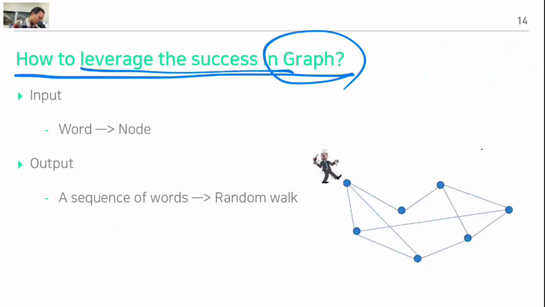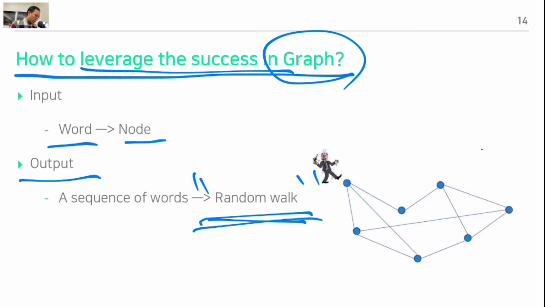What is the comparable observation in graph data? So obviously a word could be a node, right? It should be a node, and the output, their context, the neighbors, could be from the random walk. This is the initial trial. What is a random walk?